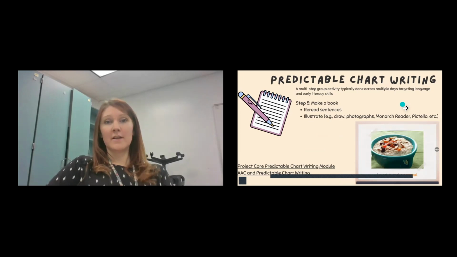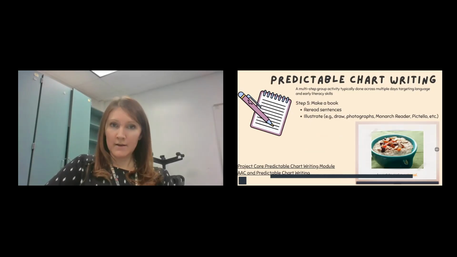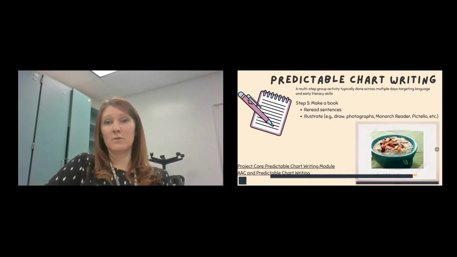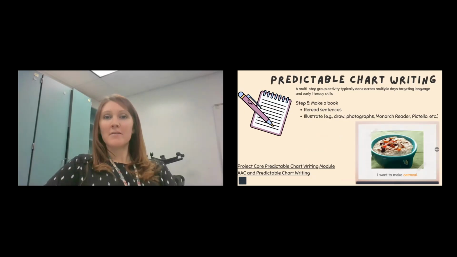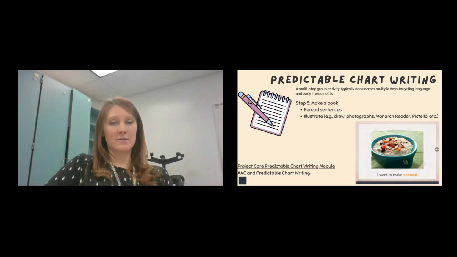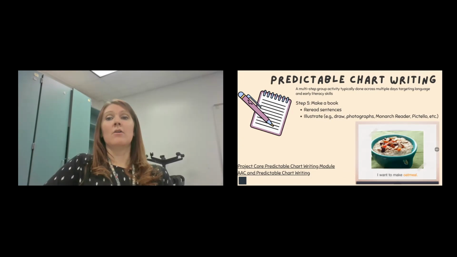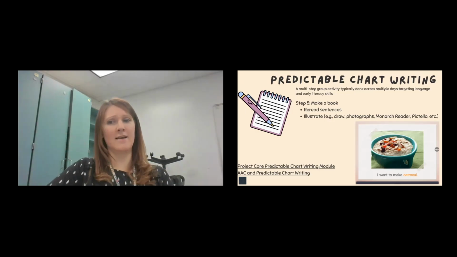And then step 5 is for you to help the students make a book. So we reread our sentences again, and then they can illustrate however they're able, whatever resources you have in your classroom. So your students can draw. It's not important that it actually looks like what they say that it looks like. If it scribbles on a page, but that's what the student is able to draw, that's okay. You can help them use photographs, Google Images, helping put that into like a Google document. There's a website called Monarch Reader where you can make books and can import images into it. There's apps like Pictello if you have access to that.